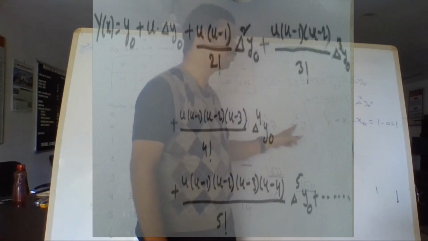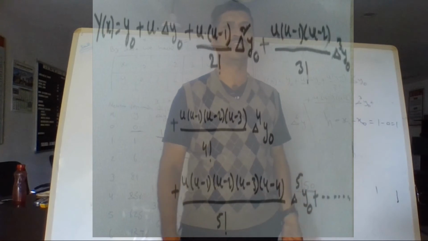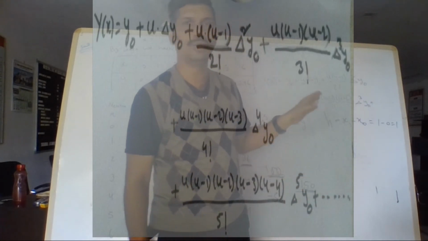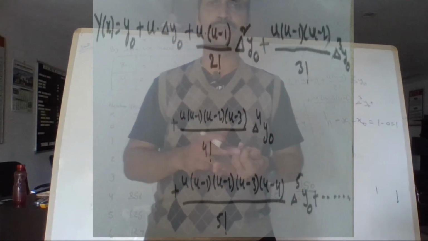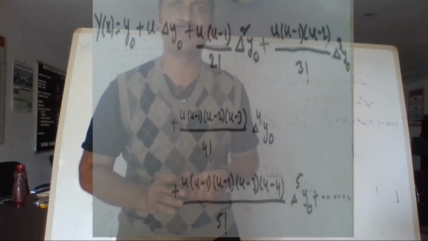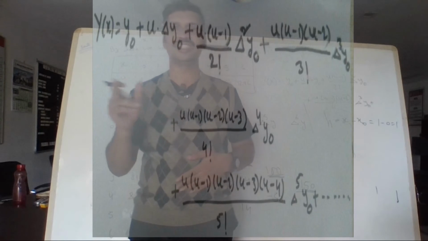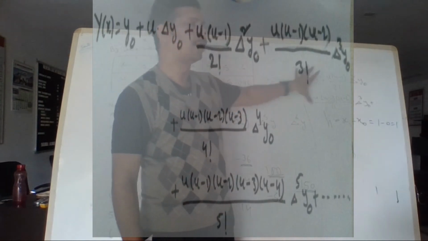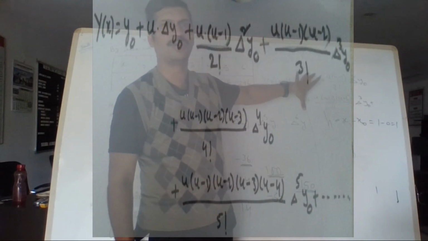Here the delta power 6 term is also there, so we have to write that one also: u into u minus 1 into u minus 2 into u minus 3 into u minus 4 into u minus 5 by 6 factorial into delta power 6 y naught. This is the formula and so on. We will use that formula here.